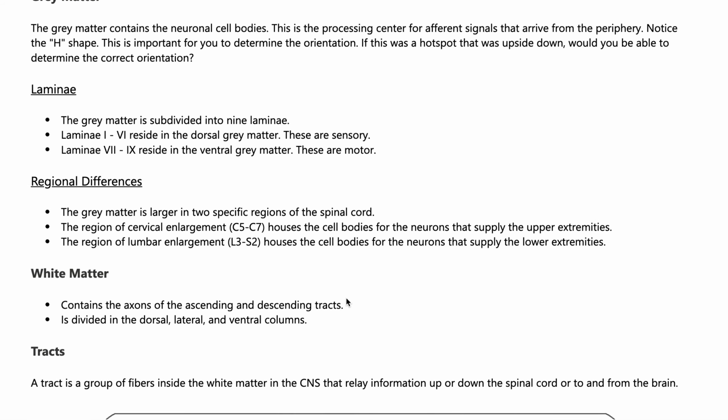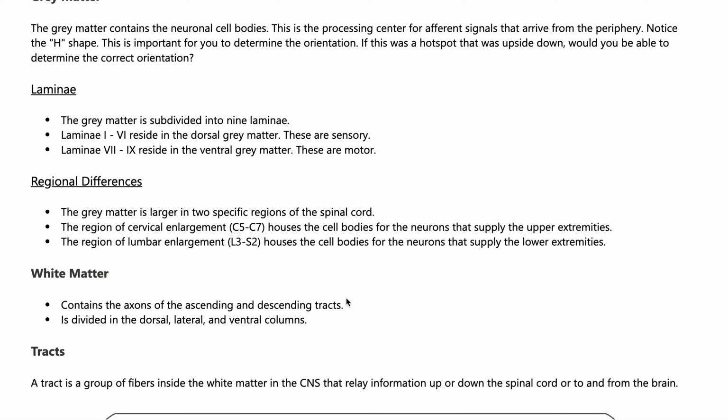Regarding regional differences, the gray matter is larger in 2 specific regions in the spinal cord. The region of the cervical enlargement, which is C5 to C7, houses the cell bodies for the neurons that supply upper extremities.